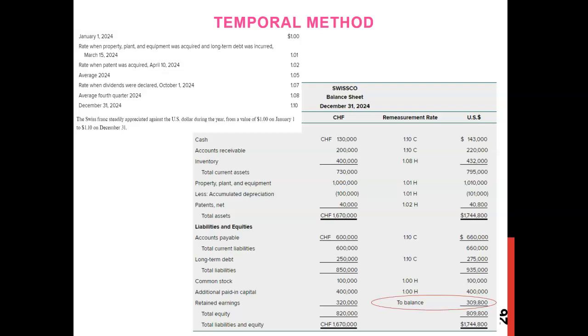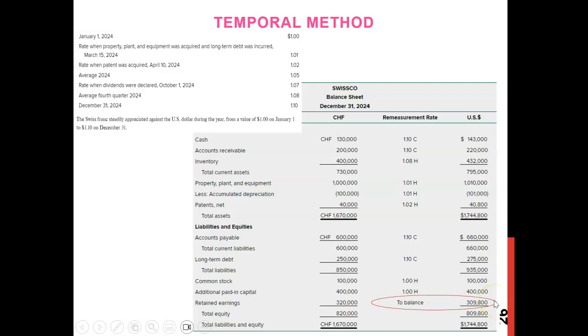And this is how retained earnings is a composite number. Retained earnings is a composite number which we put in to balance the balance sheet. So to balance the balance sheet, retained earnings becomes 309,800. Now it's a balanced balance sheet because we imposed or plugged in this retained earnings number to make it balanced. It's a composite number. So please copy that number. The retained earnings number in dollar value is 309,800. So this retained earnings we will be using as the ending retained earnings.